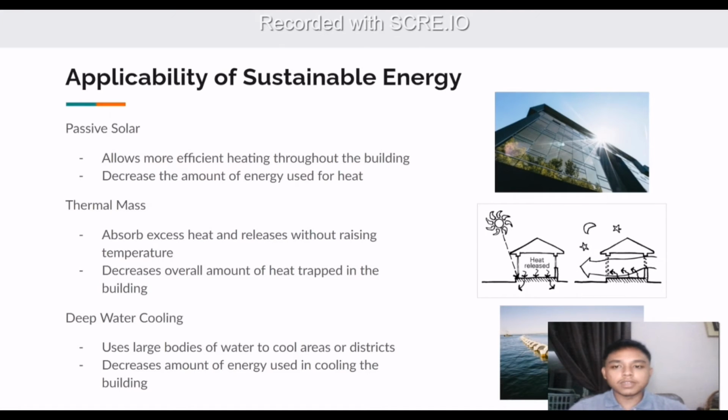Hello, my name is Muhammad Danial Haris bin Muhammad Amin, and I'll be talking about the applicability of the sustainable strategies. For the concept of passive solar, since ideally it would allow more efficient heating throughout the building, for this project it would decrease the amount of energy used for heating throughout the building. For thermal mass, the most suitable use for this project would be absorbing excess heat and releasing it without raising the temperature, as it would decrease the overall amount of heat trapped inside the building. Deep water cooling uses large bodies of water to cool areas or districts, so for this project, it should decrease the amount of energy used in cooling the building.